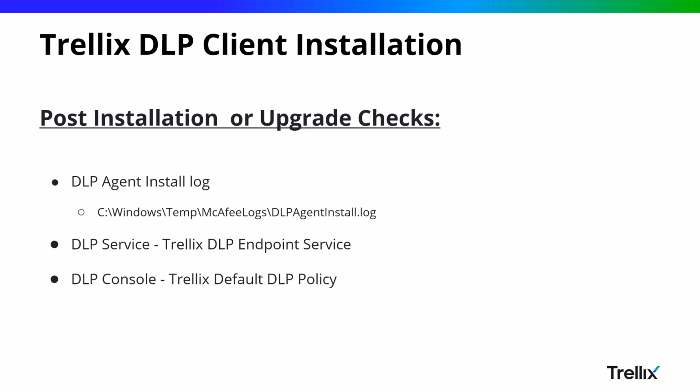The next check is the DLP service. We need to make sure the DLP service is running after the successful installation of the product. The name of the DLP service is Trellix DLP Endpoint Service. The service is required to be running for the product to get the policies from Trellix agent and also to send the properties of the product back to Trellix agent. So the Trellix agent will be updating it to the EPO server.